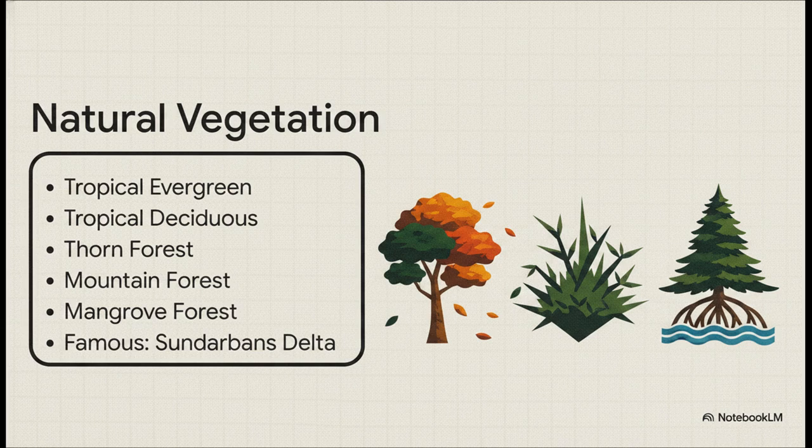You've also got thorn forests out in the dry zones, mountain forests way up high, and mangrove forests clinging to the coasts. And the absolute superstar fact here is the Sundarbans Delta. It is world famous, serving as the most iconic, biologically vital mangrove forest on the entire planet.